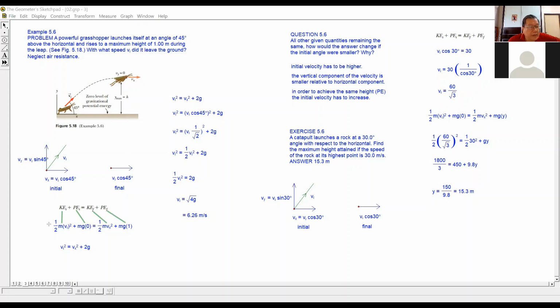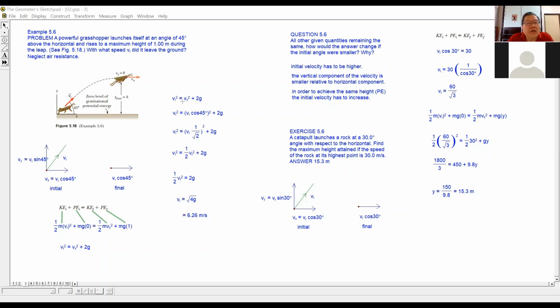Now cancel away all the m. This is zero, this is zero, don't care about this one. Cancel away all the m and multiply by 2. Multiplying by 2, you have only vi squared; you have vx squared; and here we have 2g. The m cancels away, so we have 2g. So I copy this equation, vi squared equals vx squared plus 2g, over here at the top.